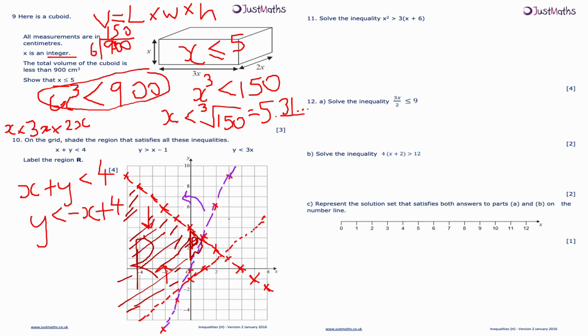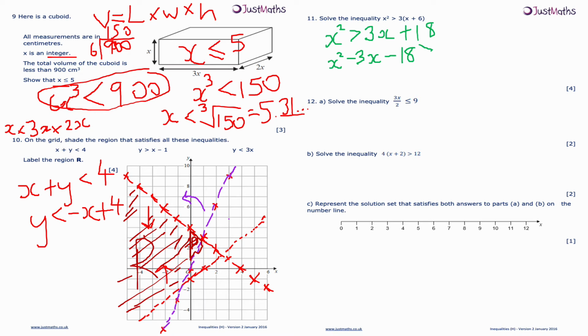Okay, this is question number 11. Solve the inequality x squared is bigger than 3 bracket x plus 6. So expanding the bracket on the right hand side, I'm going to have x squared is greater than 3x plus 18. 3 times x is 3x, and then 3 times 6 is 18. Bringing the 3x and the 18 over, I get x squared minus 3x minus 18 is strictly greater than 0.